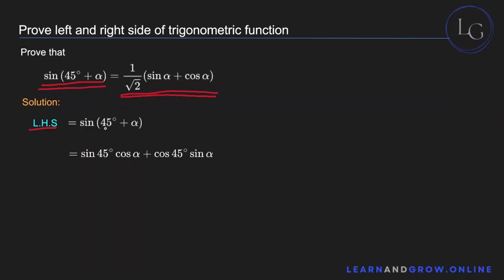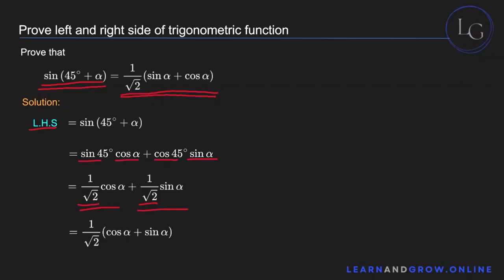We can write down sine 45 plus alpha as sine 45 cos alpha plus cos 45 sine alpha. At this point you should know this. As you know, sine 45 is equal to 1 by under root 2 and cos 45 is also equal to 1 by under root 2. Now we write that down and you have this. Very simply, you can take 1 by under root 2 common from this term and this term, and now you've proven that the left hand side is equal to the right hand side. It's very easy.